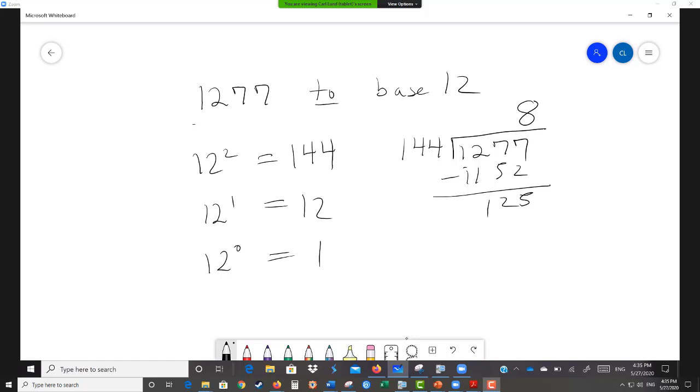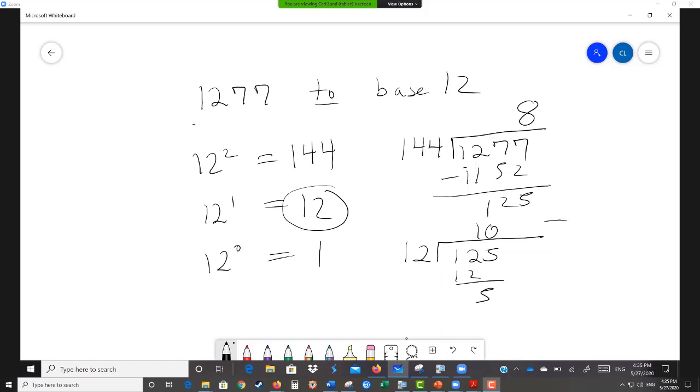Now I check my next one down. And now I do this division. 12 into 125. So 12 goes into 12 once. It doesn't go into 5 at all. There's a remainder of 5.